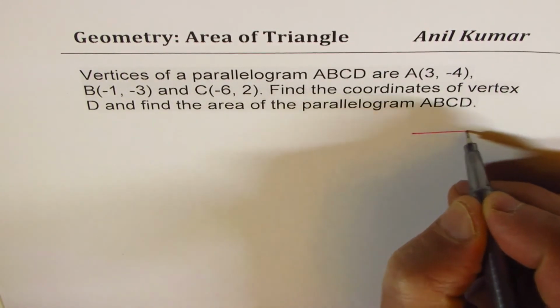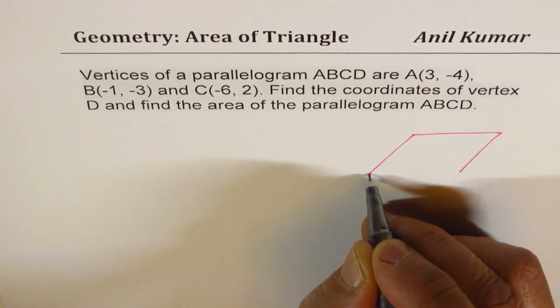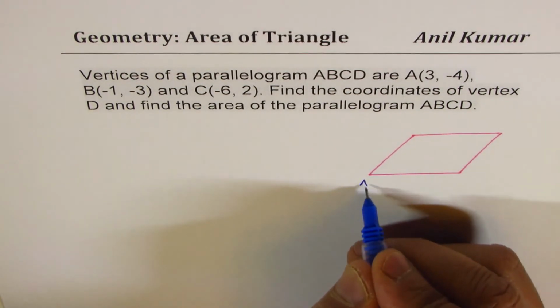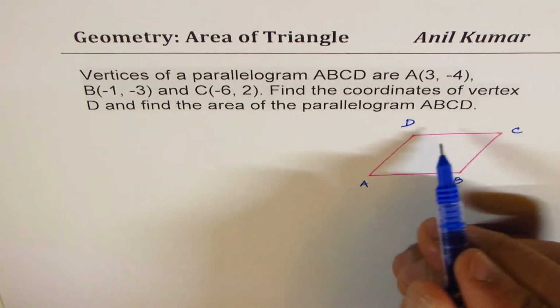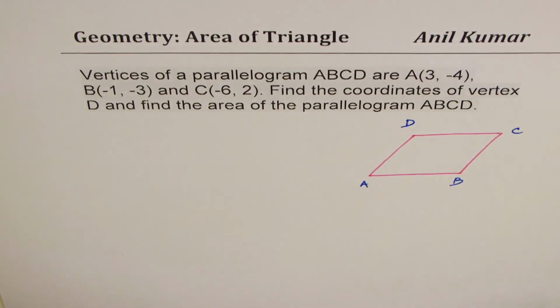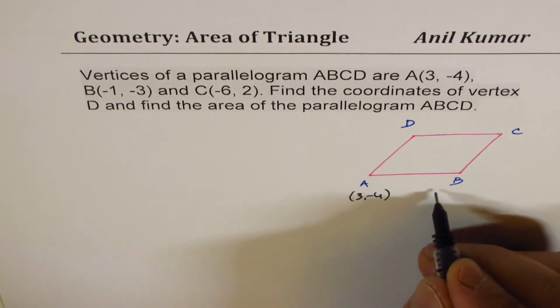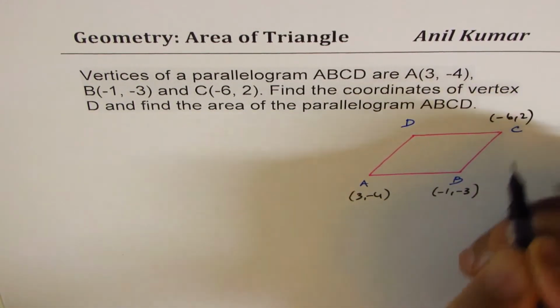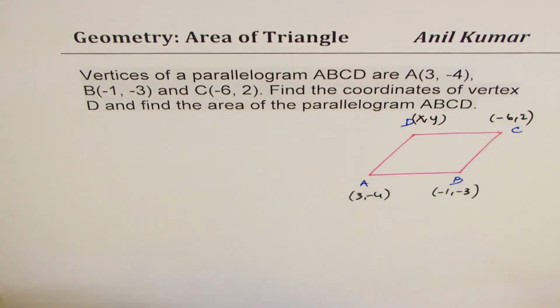So in this particular case, we are given a parallelogram. It's a special quadrilateral where the opposite sides are parallel. So let me name them as A, B, C, and D. Now in this particular case, let's write down the coordinates. A is (3, -4), B is (-1, -3), C is (-6, 2), and D we don't know. Let's call it (x, y). Is it okay? How do you find (x, y)?